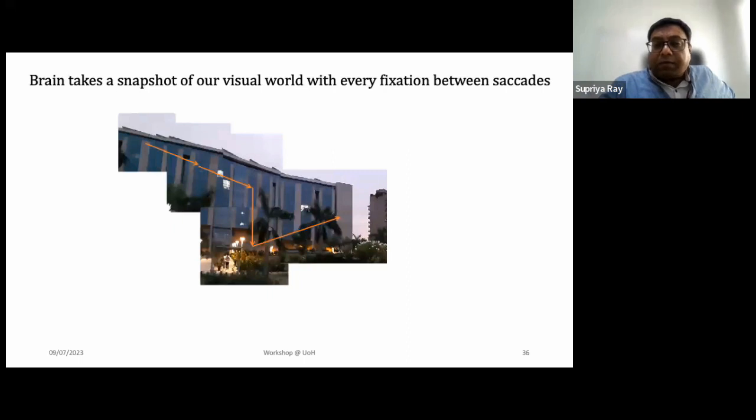Every time we make a saccadic eye movement, we take a snapshot of the visual world, and our brain is quite capable of making a collage of it to give a complete percept of the visual world.